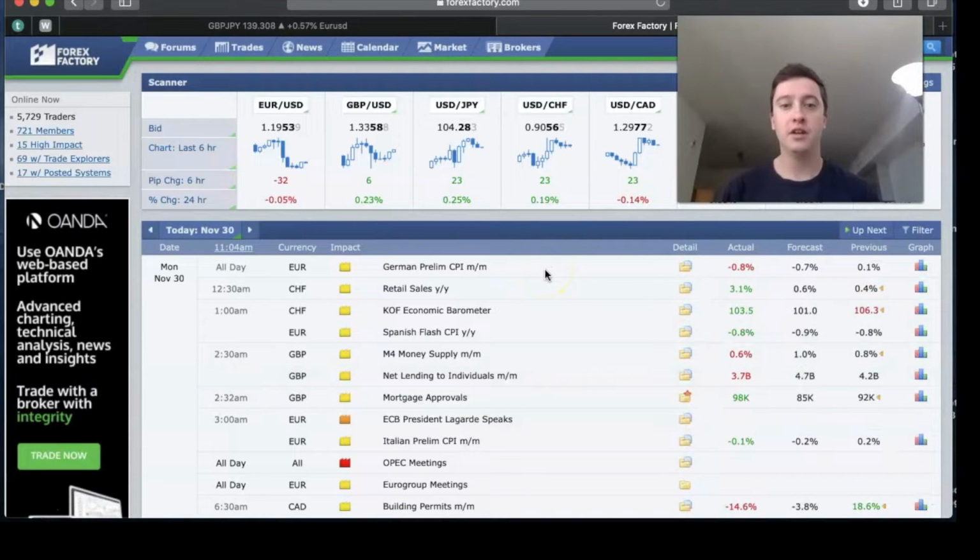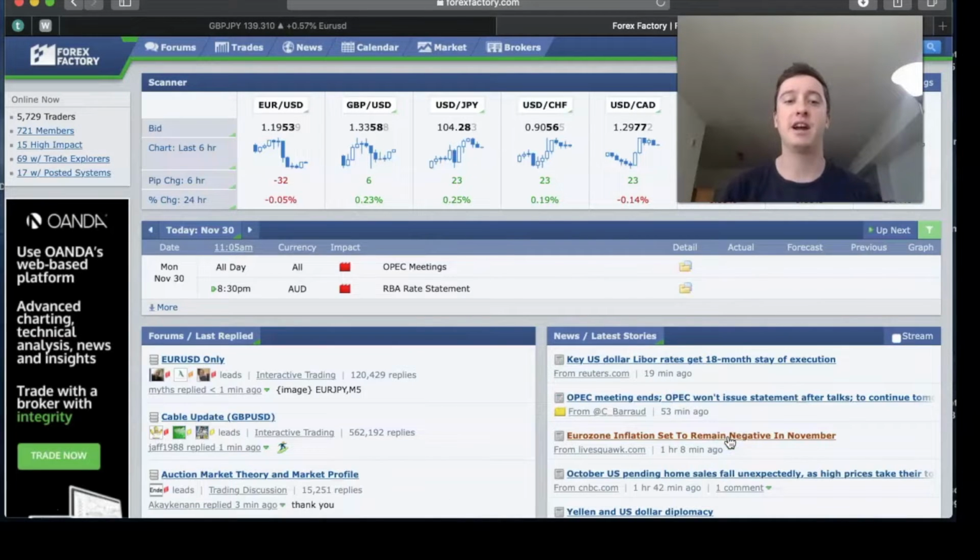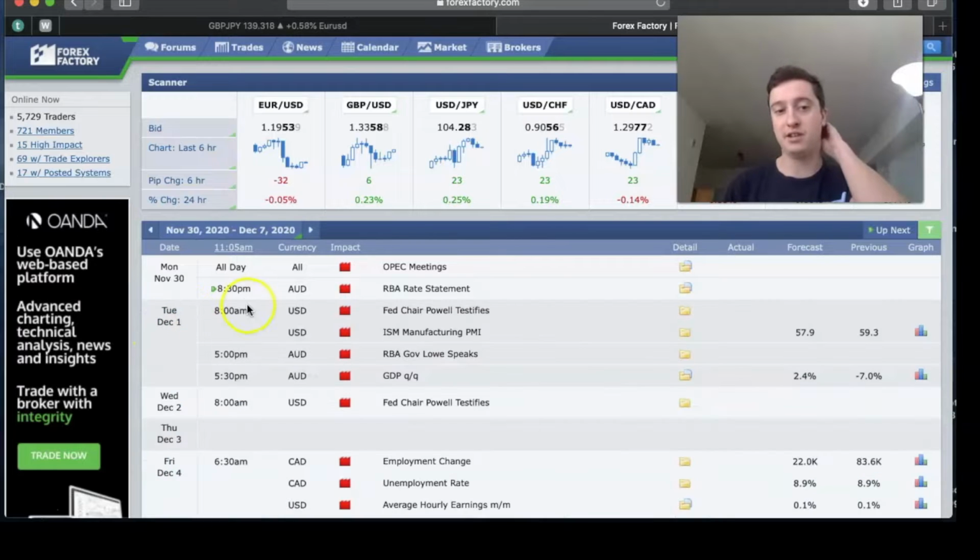So another thing that I would do once you get here is go to the filter, and I would have the only box checked be the red one. Okay, that means that it's high impact news. So the red boxes are high impact news. Next, you're gonna go to this little green arrow. This will tell you when the next time we have news or the current time that we have news.